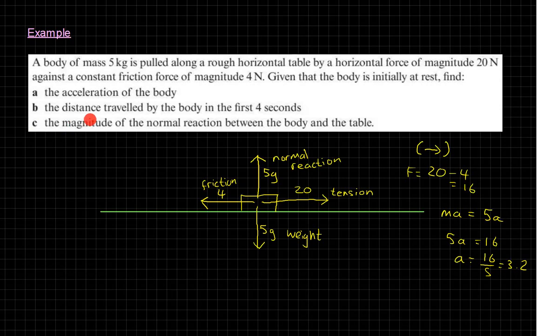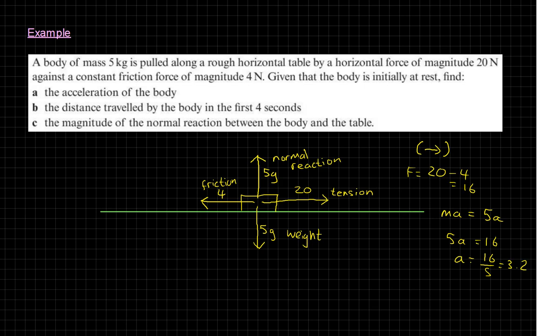it says the magnitude of the normal reaction between the body and the table. I mean, we've labelled that immediately because it's just so obvious, really. You've got this object sitting on a table, it's not falling through. The normal reaction must be equal to the weight, so that the vertical resultant force is 0, because it can't be accelerating up or down because it's not moving up or down.